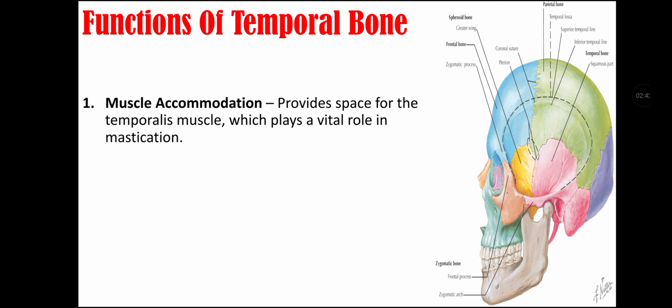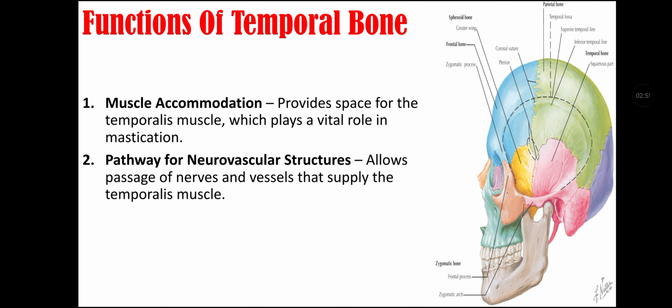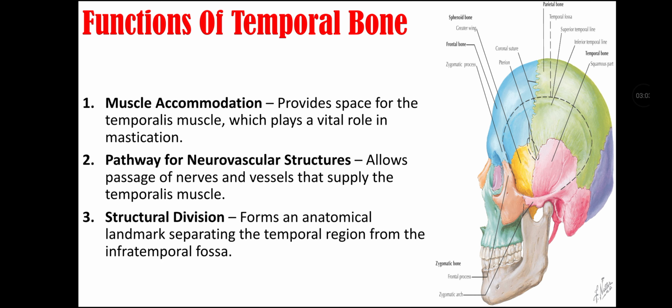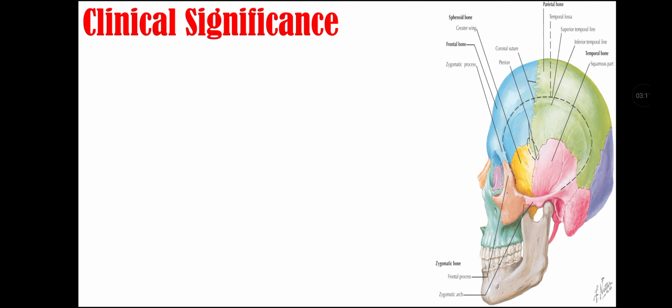Functions of temporal fossa. First function is muscle accommodation. Temporal fossa provides space for the temporalis muscle, which plays a vital role in mastication. Second function of temporal fossa is pathway for neurovascular structure, as this fossa allows passage of nerves and vessels that supply the temporalis muscle. Third function of temporal fossa is structural division, as this fossa forms an anatomical landmark that separates the temporal region from the infratemporal fossa.